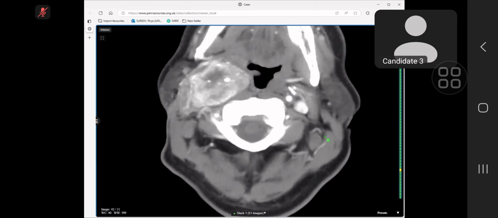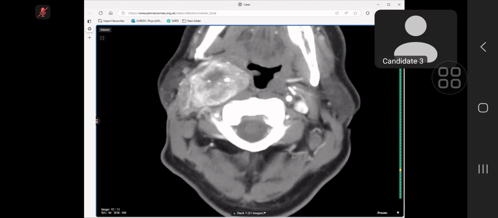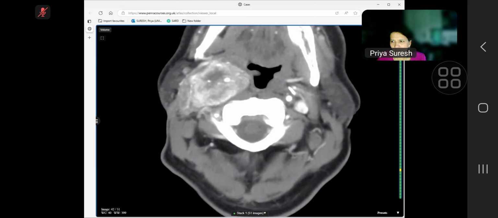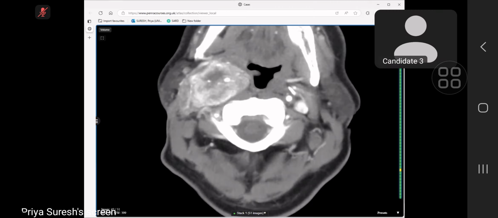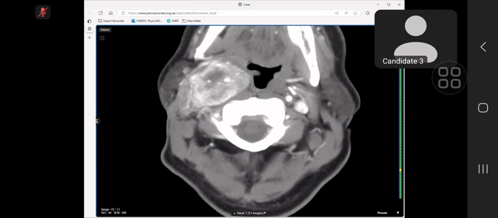As this lesion is moderately enhancing and is located in the carotid sheath, I am having the differentials of paraganglioma and schwannoma as my top differentials. I would like to see the plain images of the patient as well, and there is no extension to the parapharyngeal space. The parotid gland appears normal, no extension into the spinal canal. The vertebral arteries on both sides appear normal. The contralateral side appears unremarkable. So in this case, paraganglioma is my top differential. Second possibility is schwannoma of the vagus nerve.